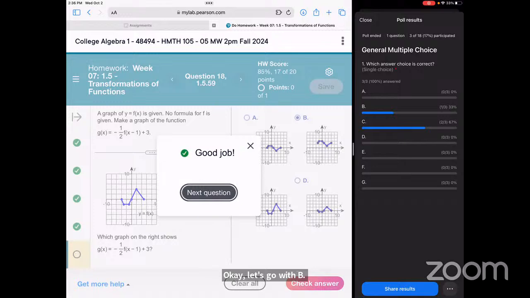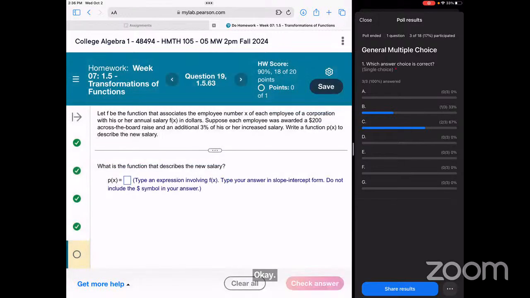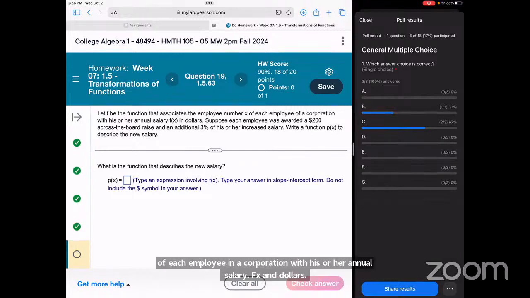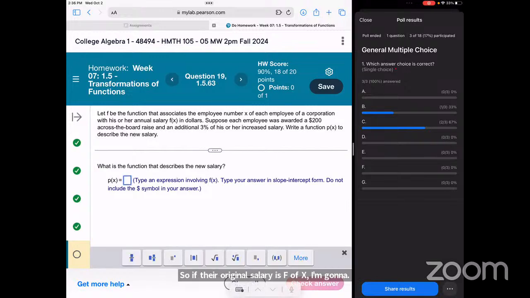Oh, let's keep going. All right, so let F be a function that associates the employee number X of each employee in a corporation with his or her annual salary, F of X, in dollars. Suppose each employee was awarded a $200 across-the-board raise and an additional 3% of his or her increased salary. Write a function P of X to describe the new salary. So the original salary is F of X.